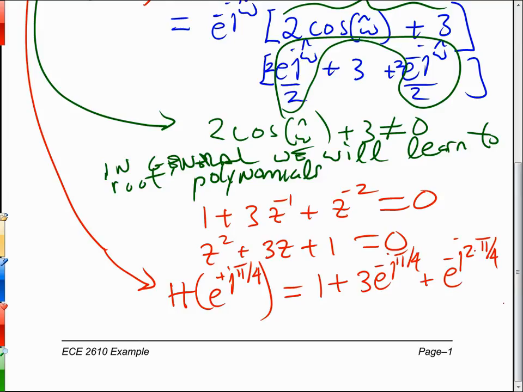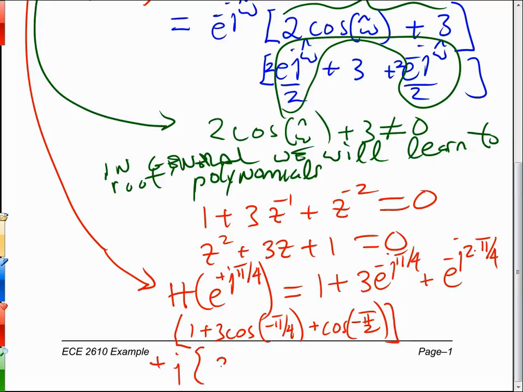So this requires some more detailed work. I'll have a solution sheet up that shows the expansion on this, but those of you that have the calculators that can handle this, you can just punch the numbers in. Otherwise, you can break it up into rectangular form. For example, the real part is going to be something along the lines of 1 plus 3 cosine of minus pi over 4, and then the last term brings in a cosine of minus pi over 2. And then for the imaginary part, 3 sine of minus pi over 4. I'm just using Euler's identity now, plus sine of minus pi over 2.